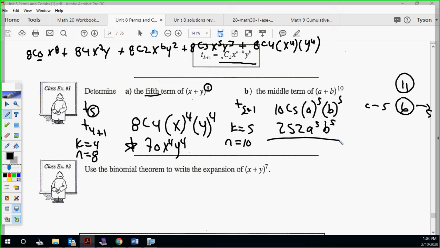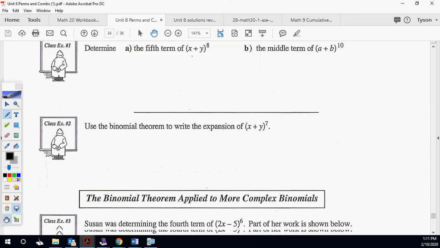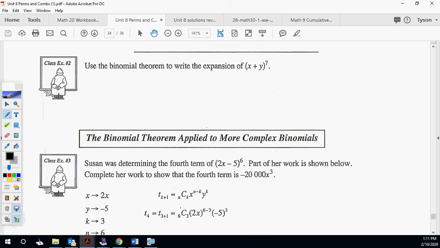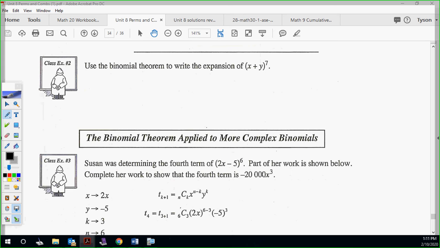I'll take this off. All right, back at it. So use the binomial theorem to write the expansion of (x + y)^7. So I just want you to expand this whole thing. This is what I'm telling you, it's just a pattern now. So I'm just going to say, okay, 7c0, x to the 7th. You can write y to the 0 if you want for a second, but don't do that very often.